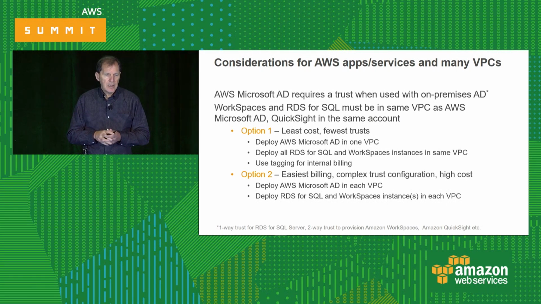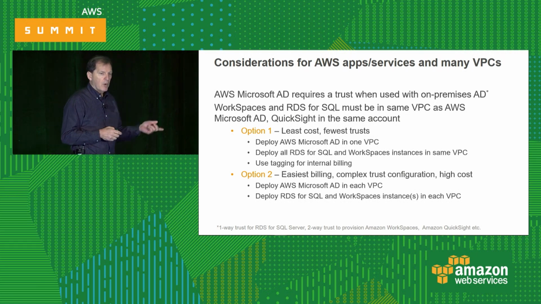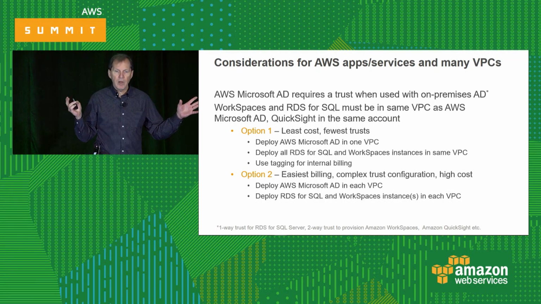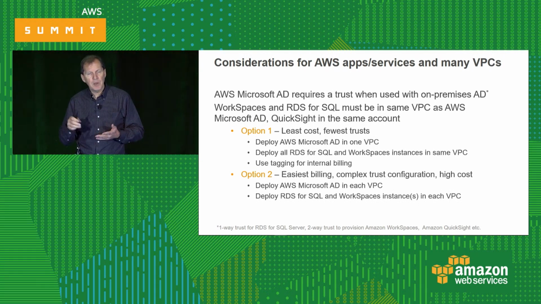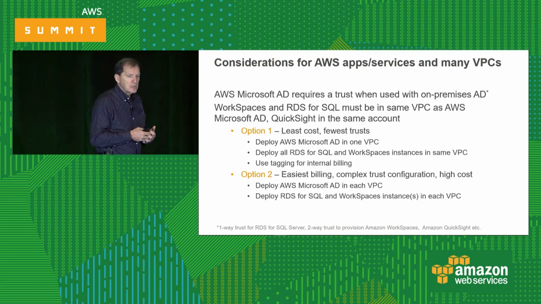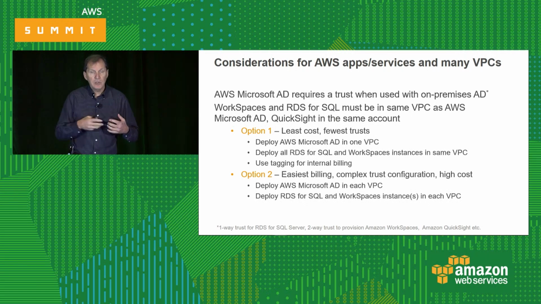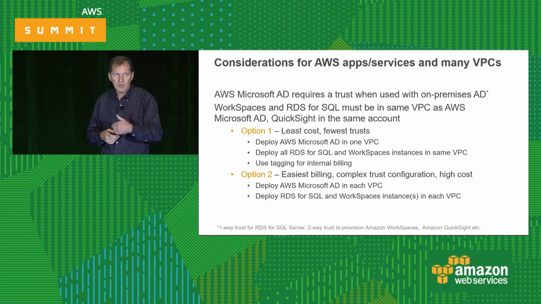One option, which is the least cost and has the fewest number of trusts, is to deploy AWS Microsoft AD in one VPC and set up a trust, and that way we have only one trust to deal with. And then you deploy all of your applications, RDS SQL Server, Workspaces, QuickSight, whatever, in the same VPC and same account. And then you use tagging on those applications to do your internal billing. So that's one way of doing it. That way reduces the number of Microsoft ADs you have to buy in the cloud.